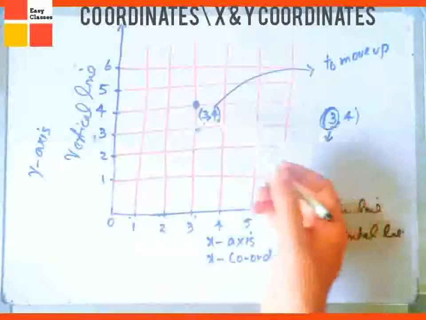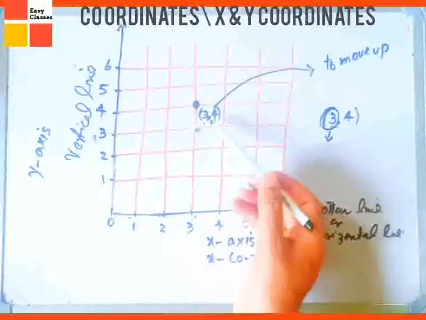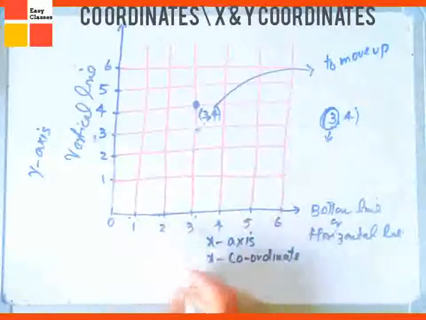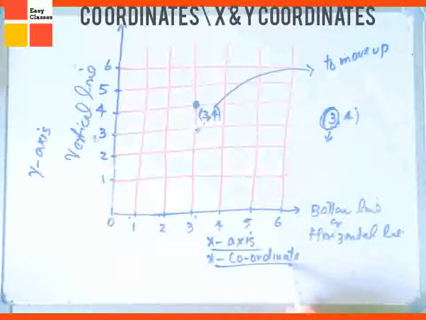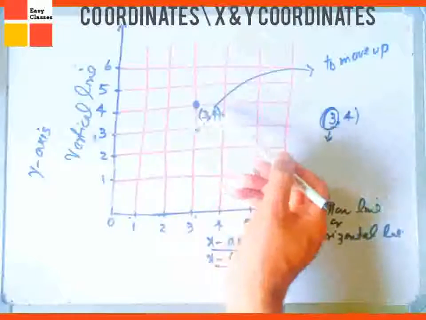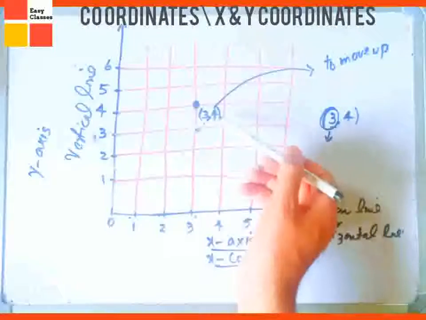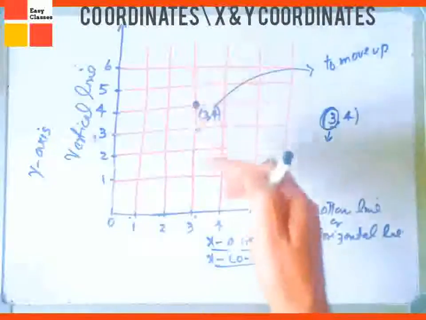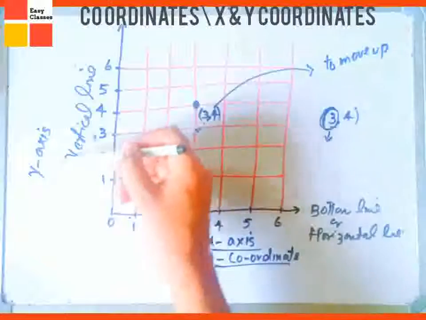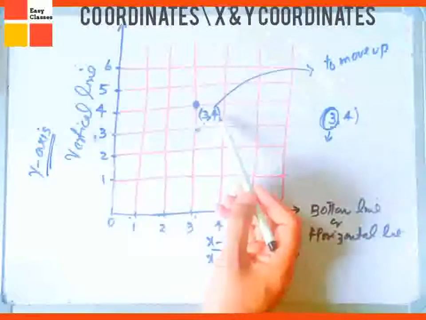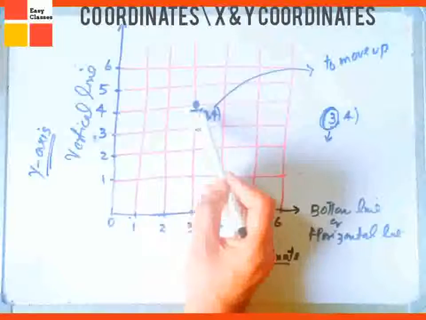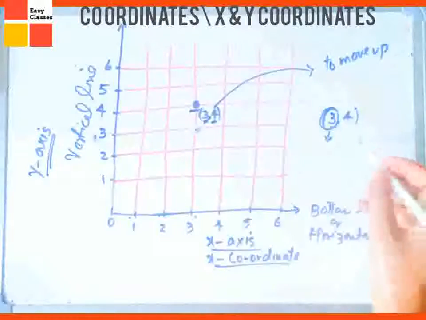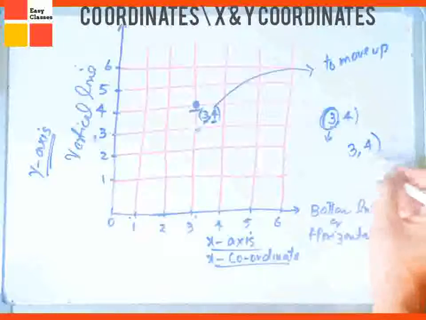So the one that tells us how many units to move to the right is the x-axis or x-coordinate, and the one which tells us how many points to move up is called the y-axis. So this point has x coordinate 3 and y coordinate 4. So we can say its coordinates are 3, 4.